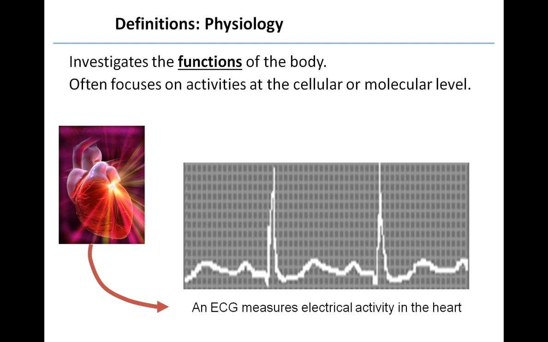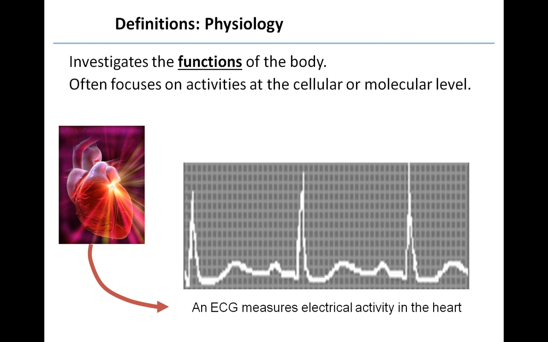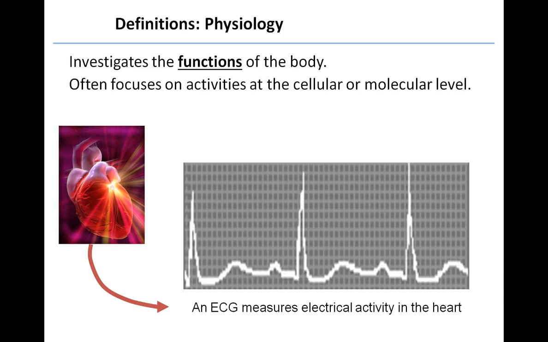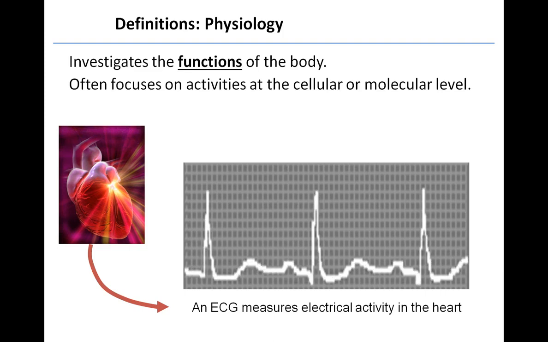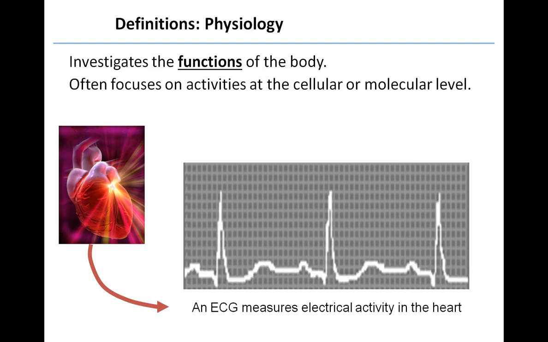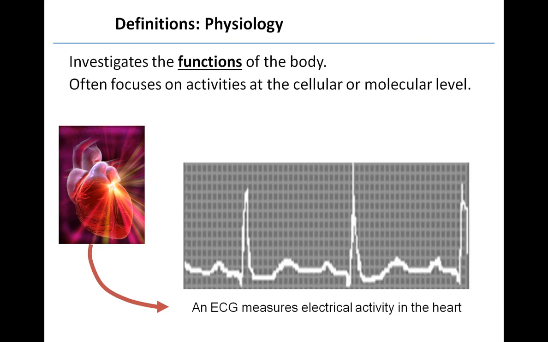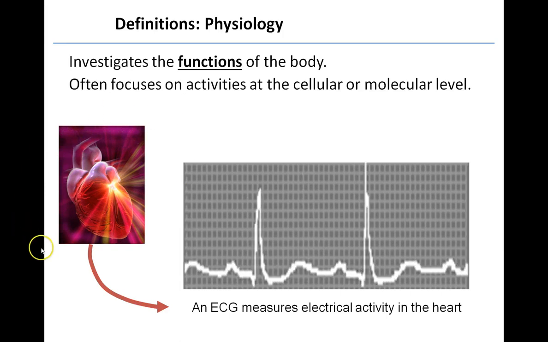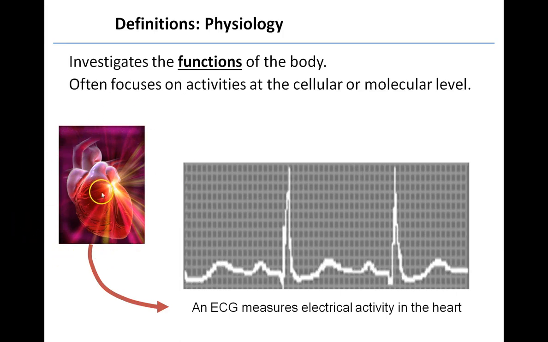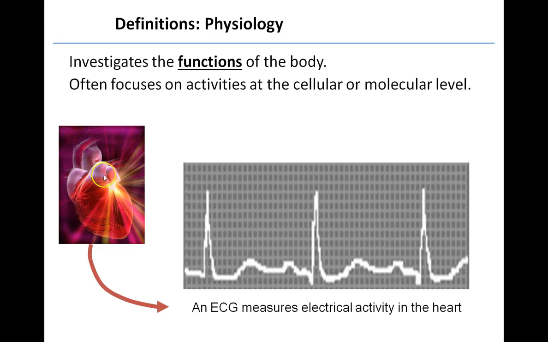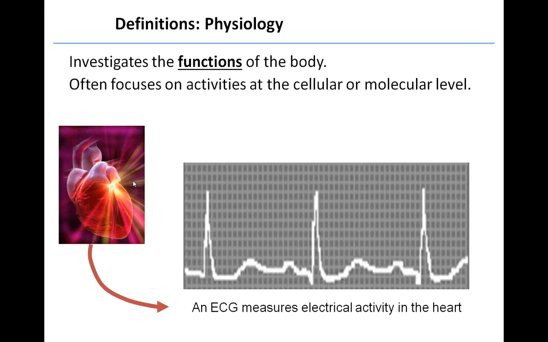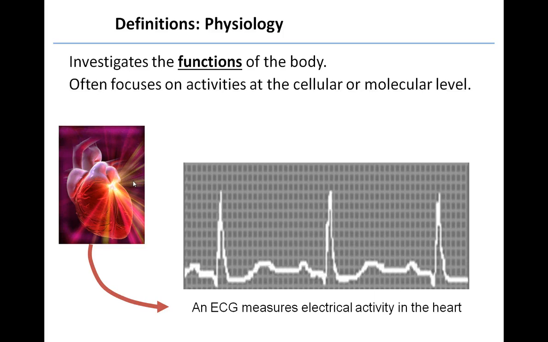The other major concept we'll be dealing with in this unit is physiology. Physiology refers to functions of the body, and we often focus on the activity of what's in that region at the cellular or molecular level. Here I have an example of how we might look at physiology. There's a heart here. If we were studying the anatomy, we would focus our attention on the heart chambers and the blood vessels. If we're studying the physiology, we would be interested in the function of the heart.